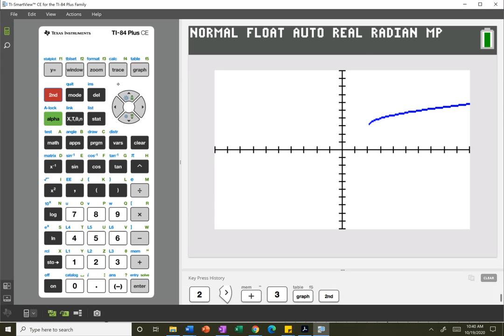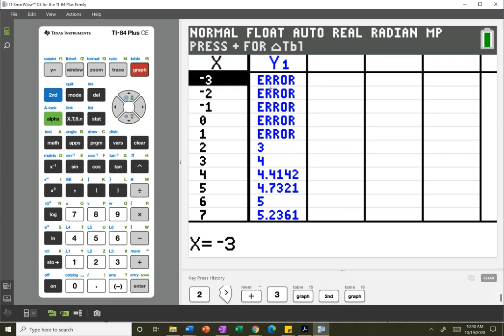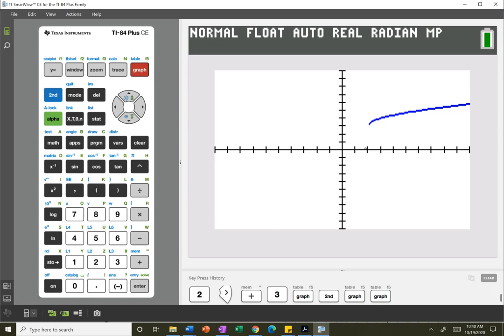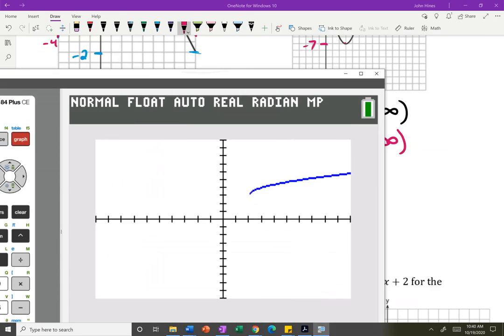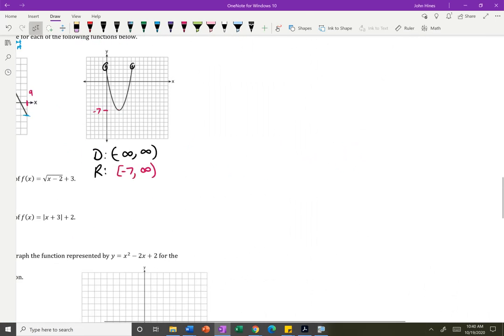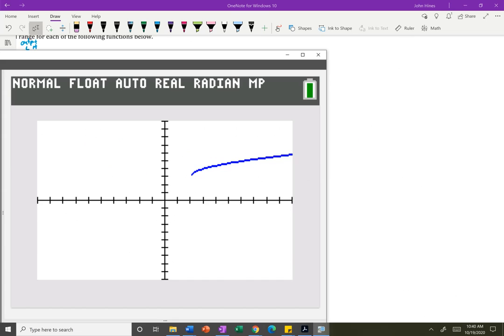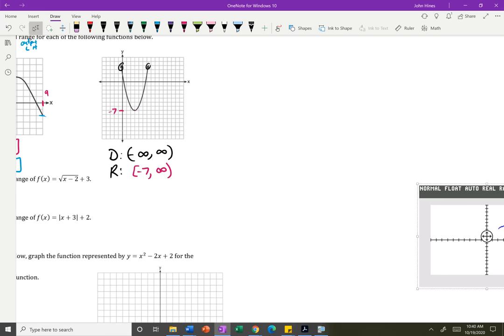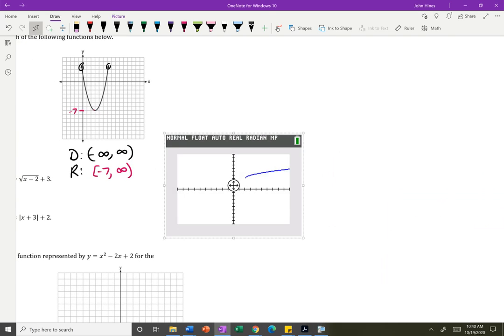And if I look at my table of values, I see these errors. So it looks like the graph is starting at 2. The graph is starting here at 2, and then it goes on forever in that way. Let's see if I can drag that over here nicely without causing chaos. No. There we go. Got it. Love it when technology works.